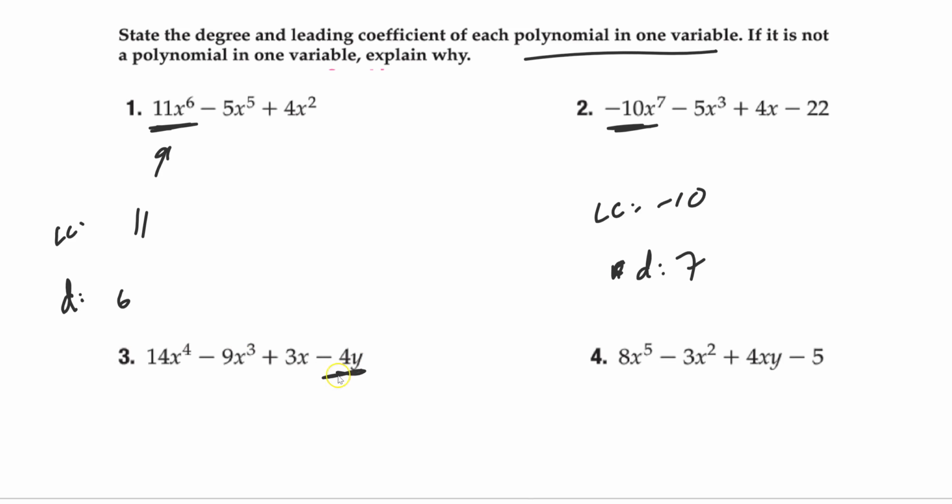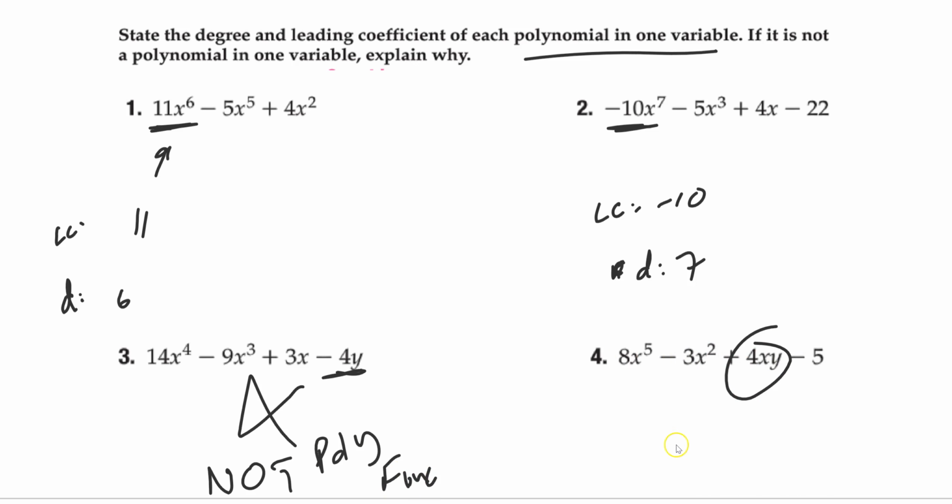Over here, there's a y there, so no, not a polynomial function. It's a polynomial, but it's not a polynomial function. Still a polynomial though. And this one, again, no. So not a polynomial function again. So there's more than one variable. Okay, so there's that. Let's move on.